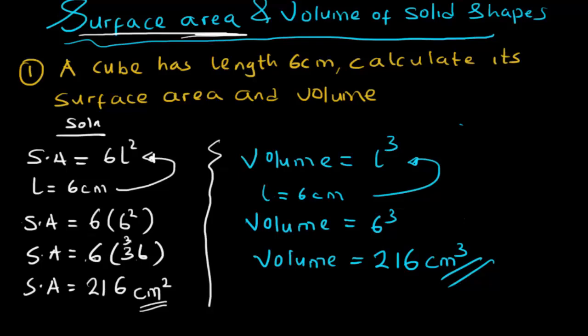Now let me just give you a tidbit. The reason why it's centimeter cube. You know, the unit for length is centimeter. So if I have L cube, it's like centimeter times centimeter times centimeter. So that's why we have centimeter cube. Do you get the drift? Let's take another example.